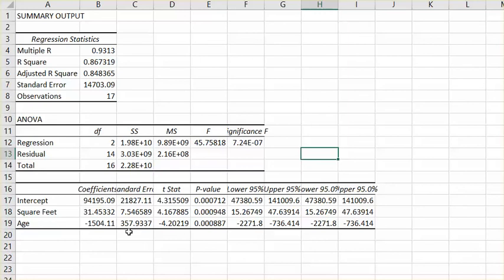So the bottom line in regard to multiple regression: we utilize multiple regression because we want to be able to explain away as much as possible of the variability that's going on between and among the values of our dependent variable. So square footage and age is what we would use in this particular model.